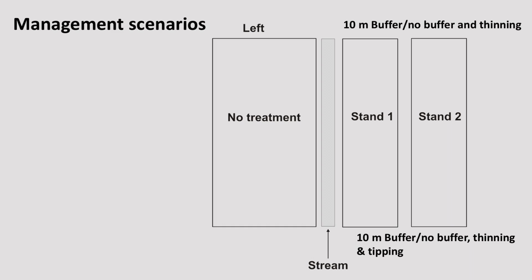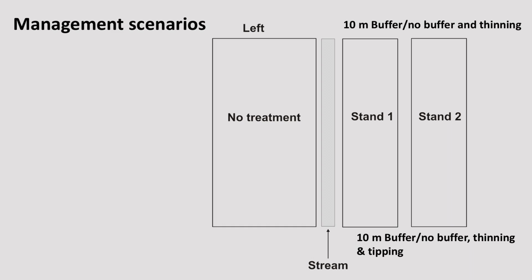So I'm going to show some results from this kind of analysis. The management scenarios: this is the stream. One side of the stream is never touched, even if it's a second growth forest. The other side is split into two sections. One can have a 10-meter buffer or not, and then you just thin. You can thin both or just the back stand, or you can do the same thing on this one, but you can thin and tip.